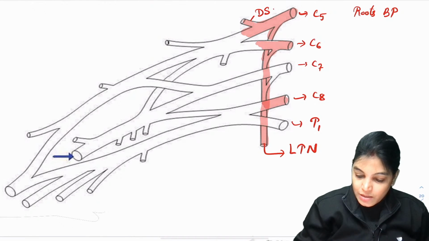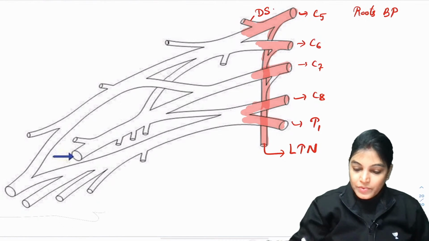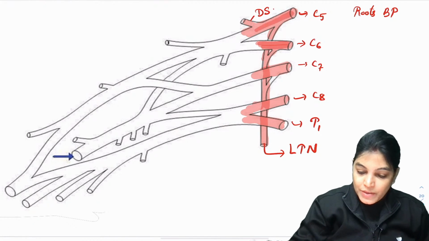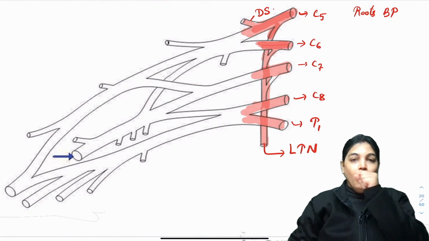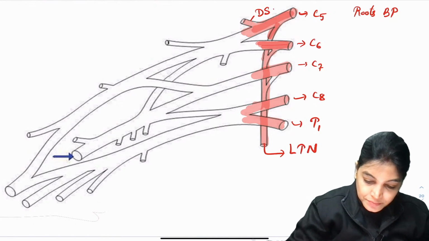Okay, these are all roots of the brachial plexus. So, got it? We have also got the branches from the roots, and we have seen the roots. Now we have done with this. Now, the next is the trunk.